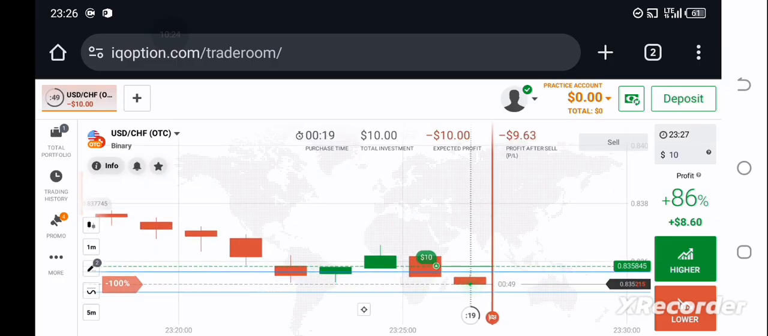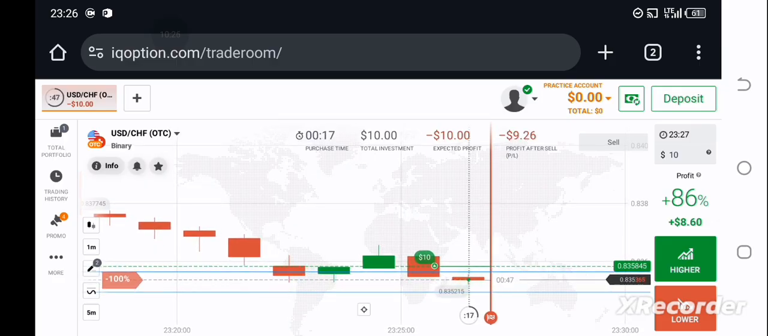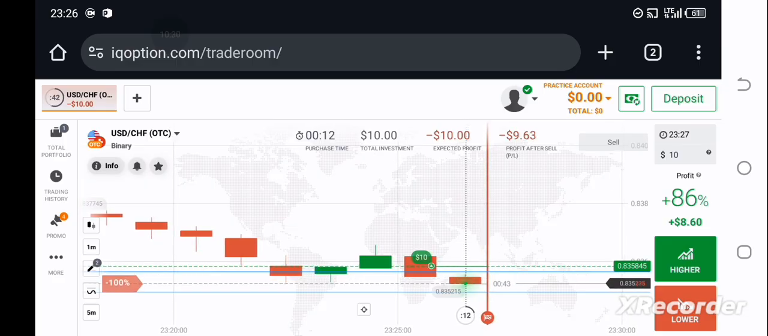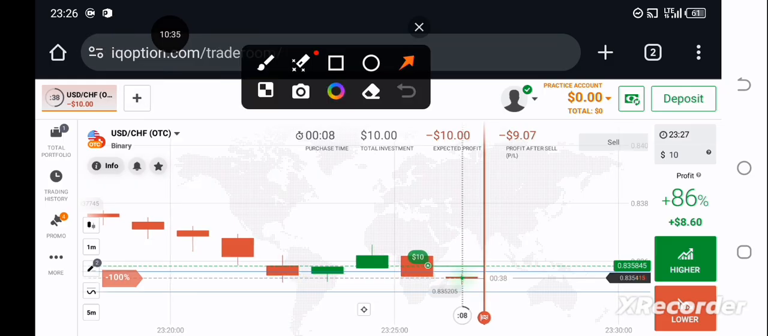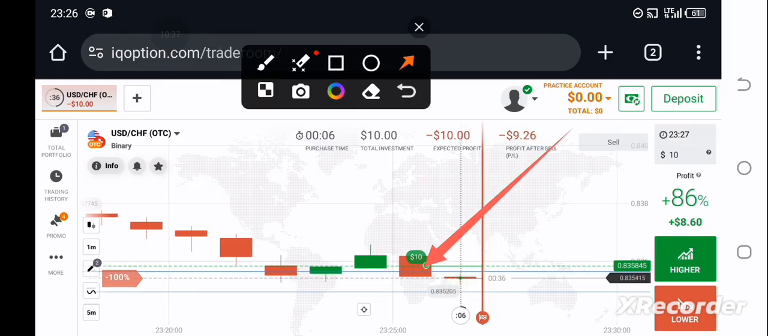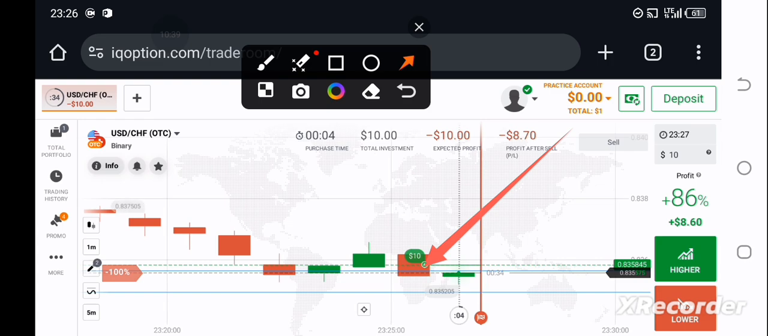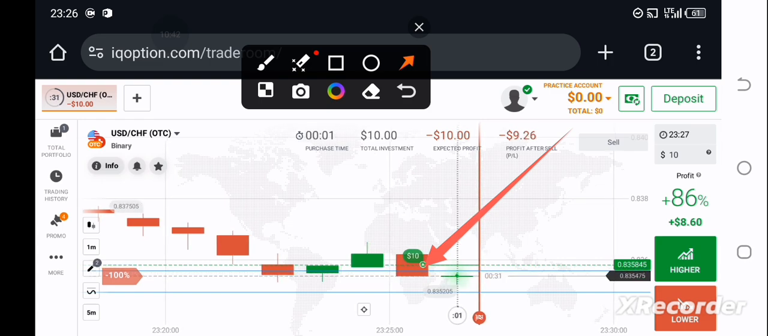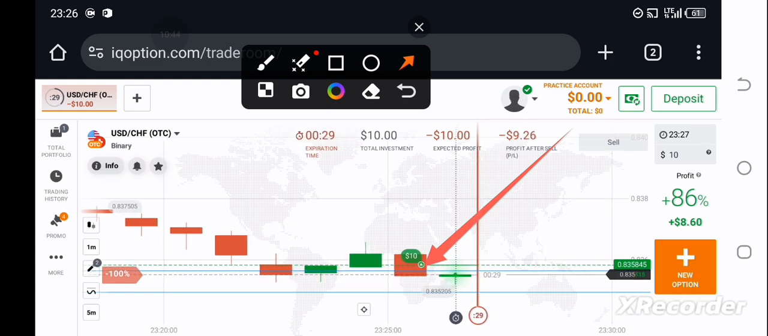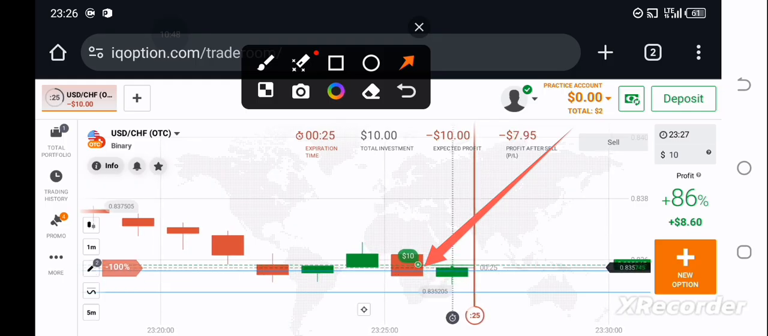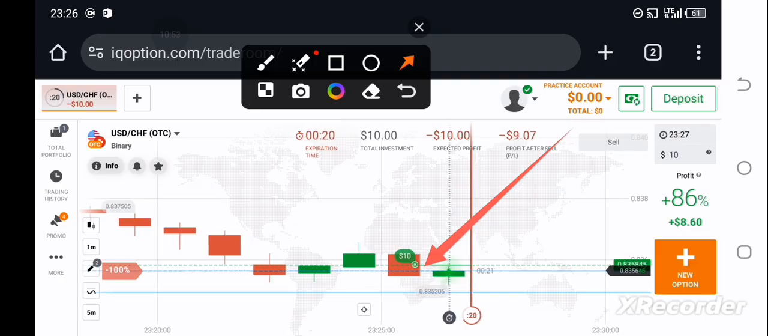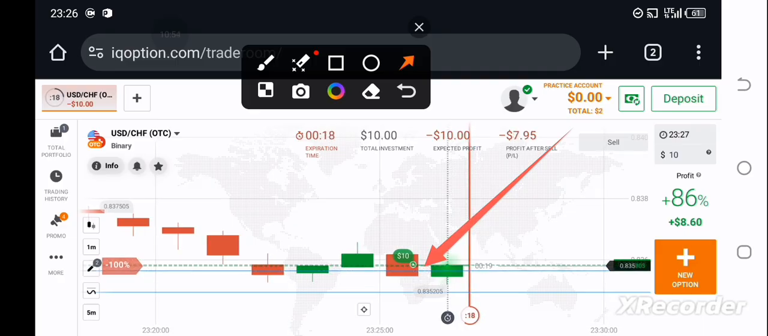Okay, you can see that our position is still open because we opened the trade late on this particular candle. The candle has actually closed, but the 1 minute must elapse before you can see the result of the trade.